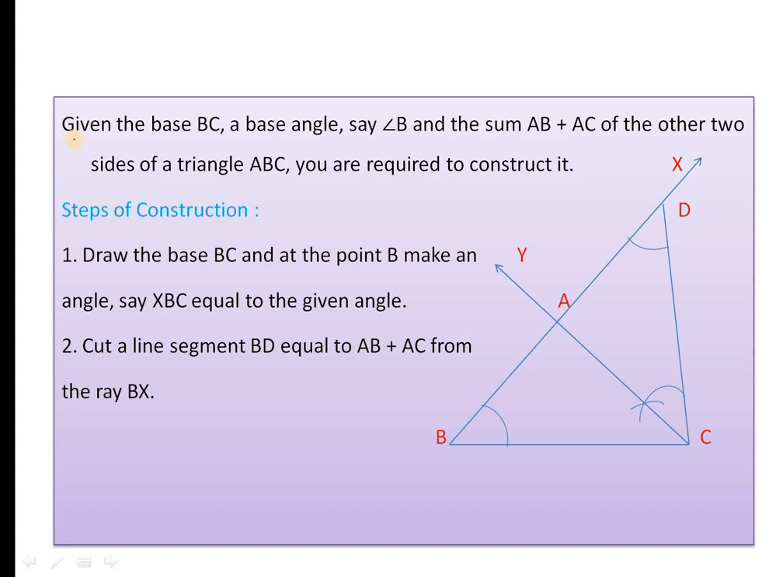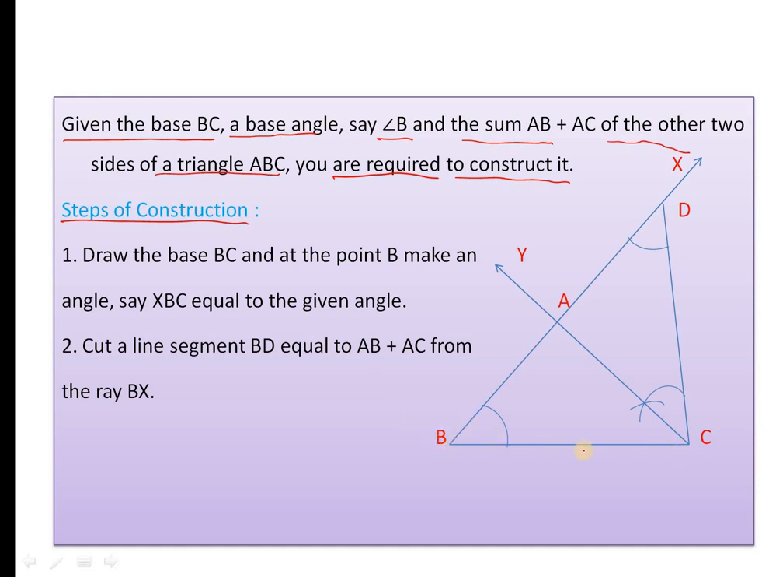Let's start first construction. Given the base BC, a base angle B and the sum of AB plus AC of the other two sides of a triangle ABC, we are required to construct it. So how do we construct triangle ABC? Steps of construction. First, draw the base BC. We draw the base BC.